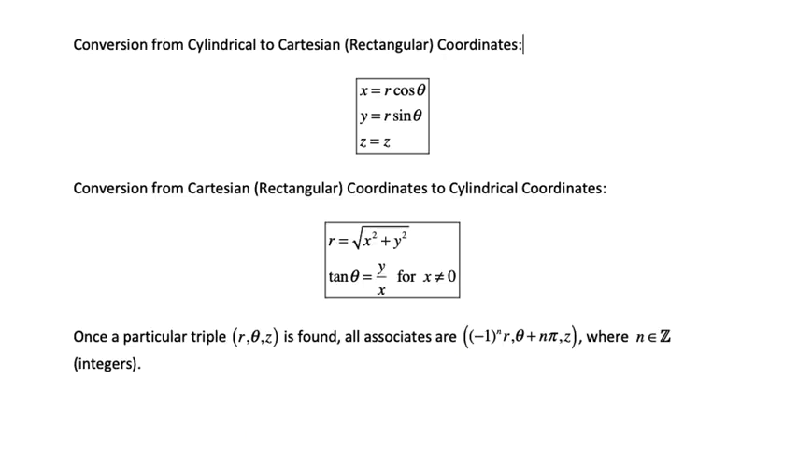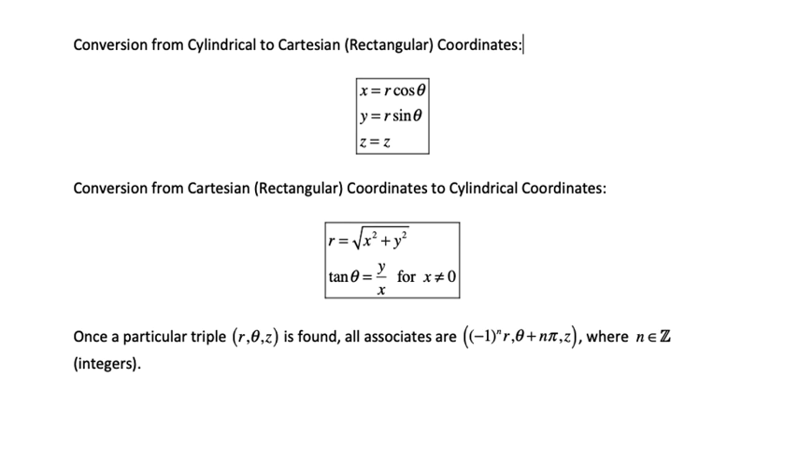All right, so conversion should be old hat here. You remember from Calculus 2, conversion from cylindrical to Cartesian rectangular coordinates. We would get the following: X equals R cosine theta, Y equals R sine theta, and Z is just Z.